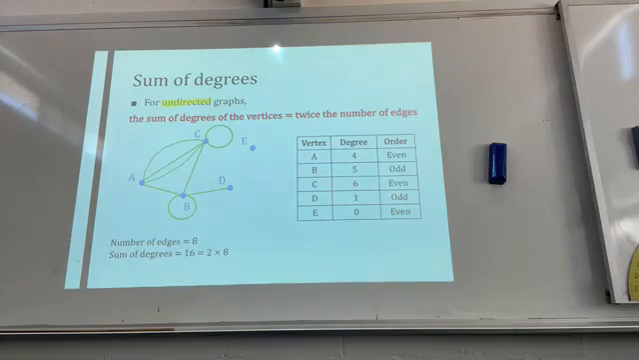I'll move on. Next, you can see the example here. Number of edges is 8. Number of degrees is 16. So 16 equals 2 times 8. Sometimes they will give you the number of degrees of the vertices and the edges, and you'll be expected to draw a graph. Alright? And you can use this. If the sum of the degrees of the vertices is twice the number of edges, which means it's an undirected graph.